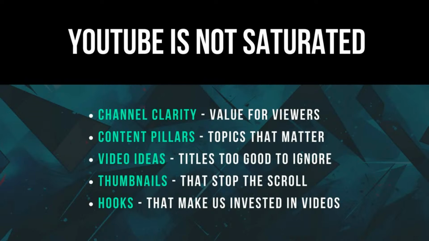So when it comes to that, what you want to do is make sure your channel's value for the viewers is absolutely clear. You want channel clarity. You want to eliminate confusion as to why someone is here and why they should watch. You want content pillars. You want to have topics and themes that matter to the tribe you want to attract. For your video ideas, you want titles that are too good, too interesting, too weird to ignore. And you want thumbnails that stop the scroll in their feed and make them pay attention to the title. That one-two punch.